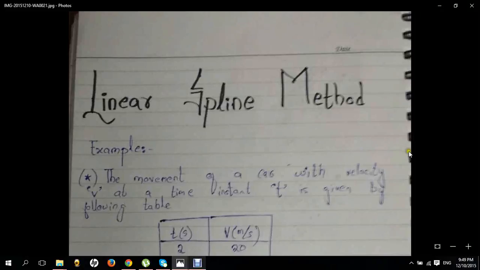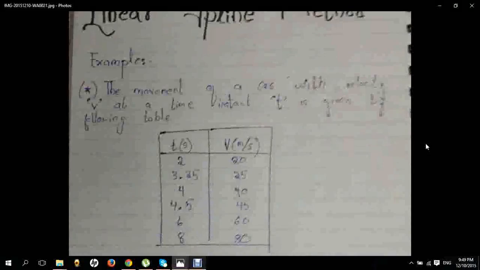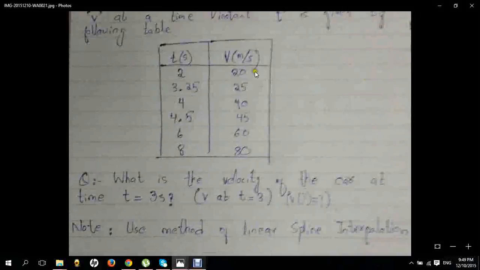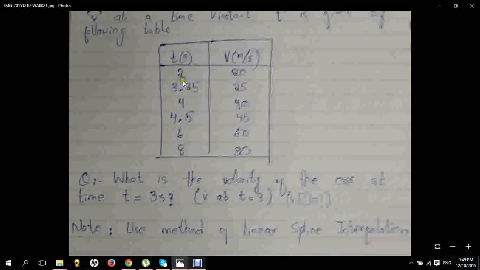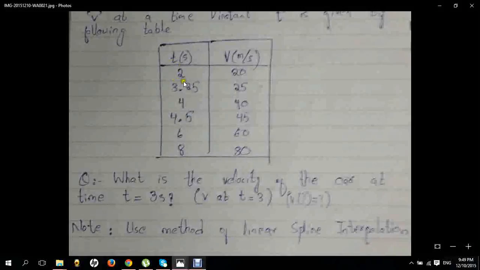We have our example here, which says that the movement of a car with velocity v at a time instant t is given by the following table. We have our table here, which is a time to velocity table. We have our times in this column and our velocity in this column. For example, at 2 seconds we have a velocity of the car of 20, at 3.25, 25, and so on.